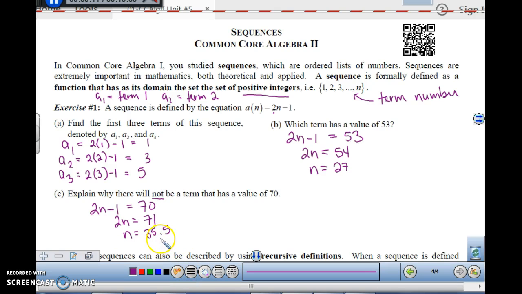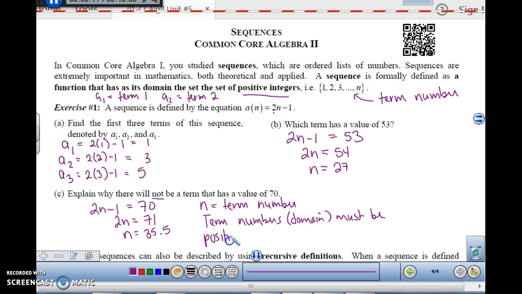Okay, now what did n stand for in the problem? N is the term number. It is a term number. So there is no 35.5 term. The term number has to be a positive integer. So the domain, which is the term numbers, must be positive integers. Okay. So if you are looking for n, it must be a positive integer.